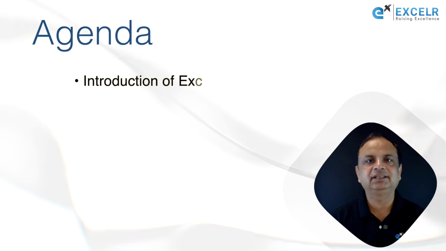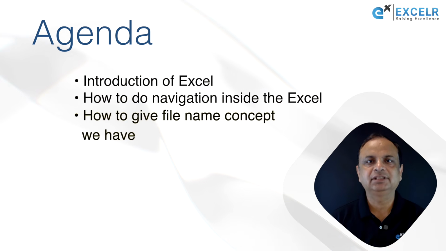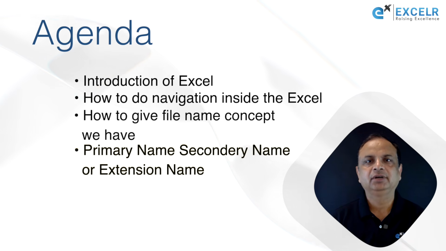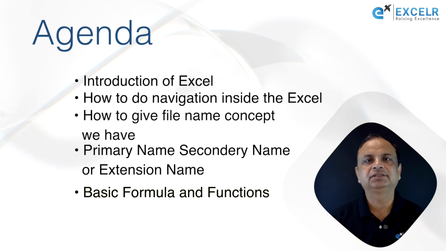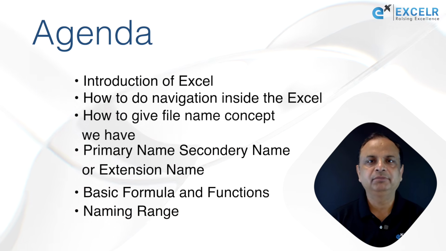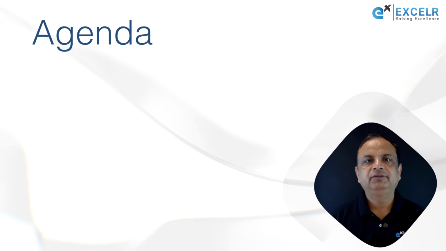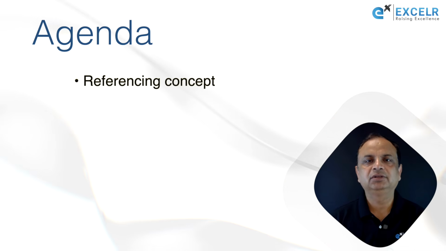So in the Excel learning series, in this video we are going to discuss the introduction of Excel, how to do navigation inside the Excel, how to give file names concept. We have primary name, secondary name or extension name. We will discuss some basic formulas and functions as well as naming range, name manager, how to create a new name or edit name, delete name, and how to use it in formulas. We will discuss the referencing concept, how absolute referencing, mixed referencing and relative referencing work here.